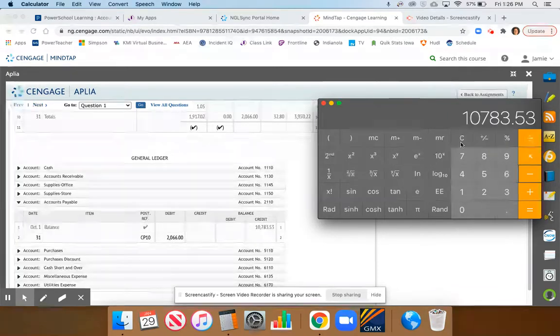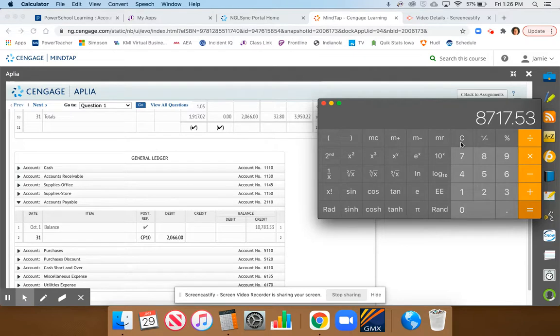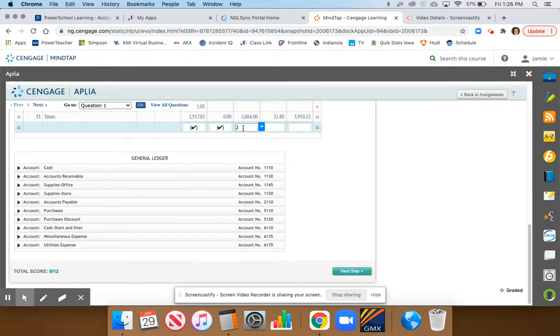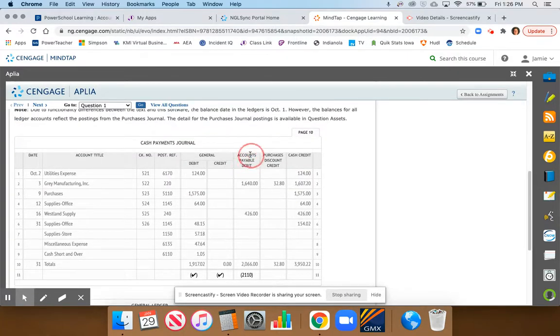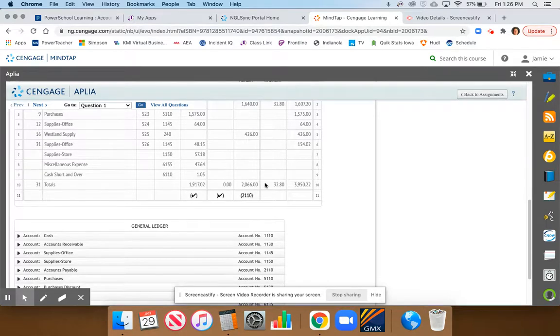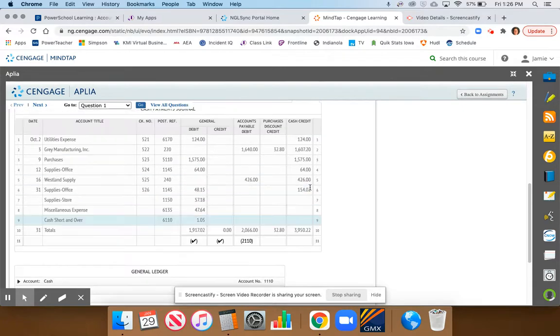$10,783.53 minus our debit of $2,066. Our new balance is a credit because that's the bigger number. The credit was the bigger number, $8,717.53. Last step, take account number 210, 2,110, back up into our accounts payable column, showing that we've posted that total. You'll do the same thing for the purchase discount credit and the cash credit amount.